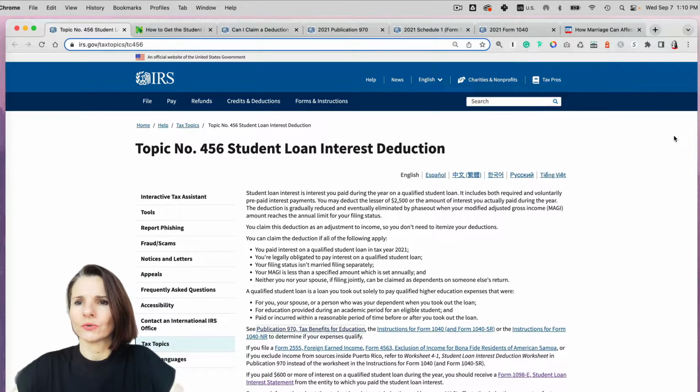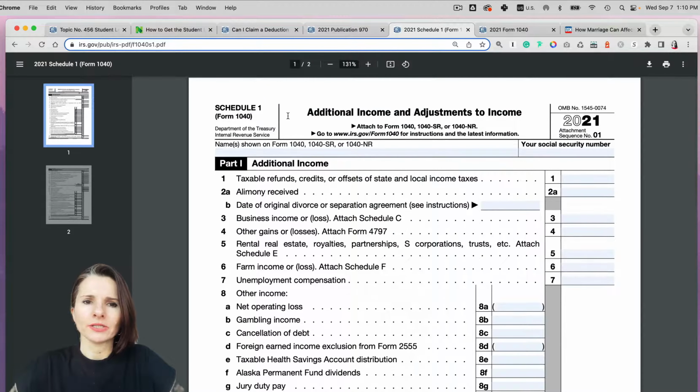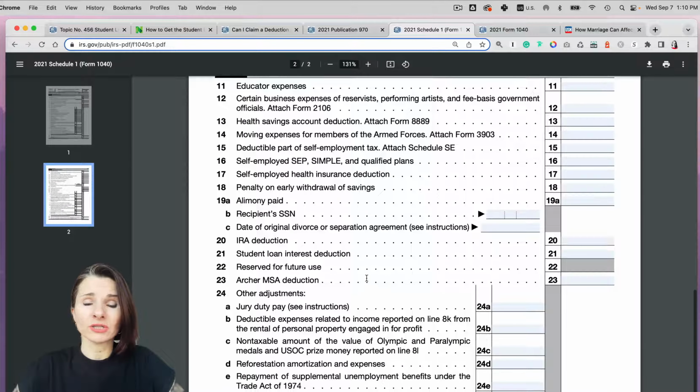So this goes on Schedule 1. Schedules 1, 2, 3 are schedules that are attached to Form 1040, and you might not see them because many people do it online or go to tax preparers who do it for you. But basically, a lot of the information that goes on the 1040 goes in the schedules because they're very long. There's a lot of options.